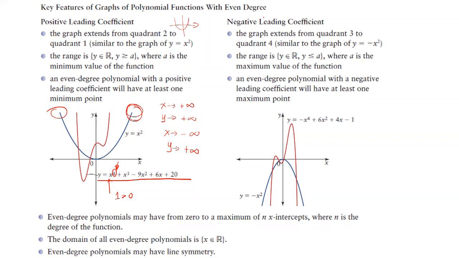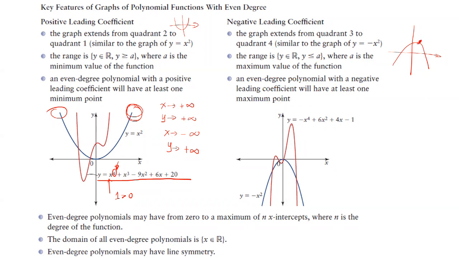Okay, next, if the leading coefficient is negative, the graph extends from quadrant 3 to quadrant 4, which will look like this. The range is y belongs to the whole set of R except that y can only be the values that are smaller than or equal to a, where a is the maximum value of the function. An even degree polynomial with a negative leading coefficient will have at least one maximum point. So for example, this is called a maximum point.